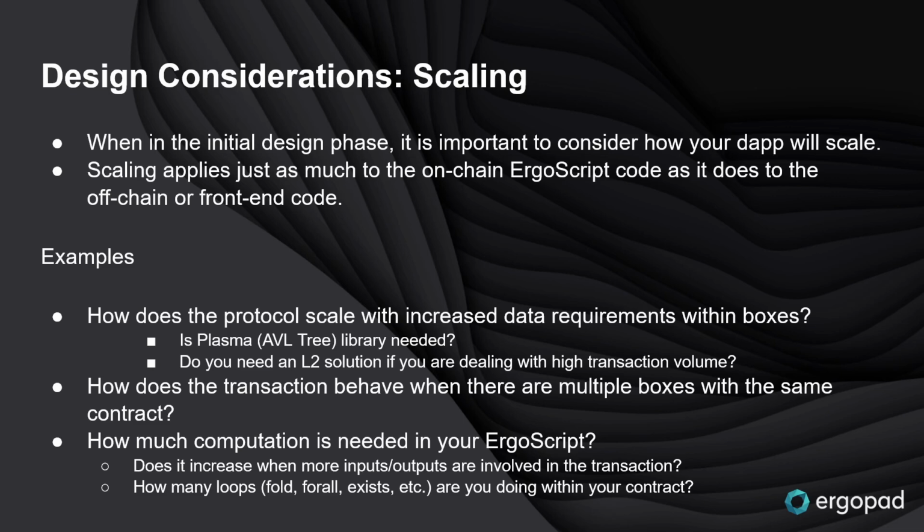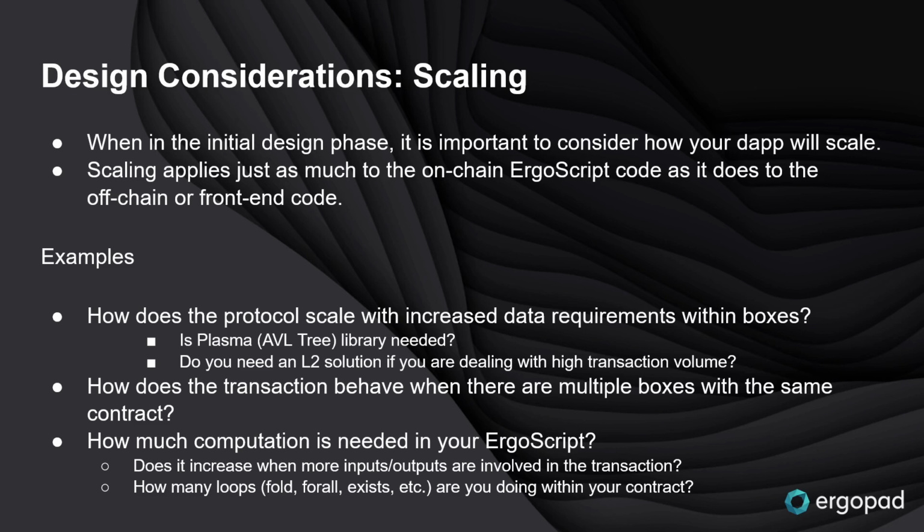So, for example, how do you scale your protocol if you need more than 4 kilobytes of data in your box? Do you need to use the Plasma library, which lets you use an AVL tree as a data structure to store data? Or do you need, potentially, a layer 2 solution if you're dealing with high transaction volume? So you need to process not only a lot of data, but many transactions all at once.